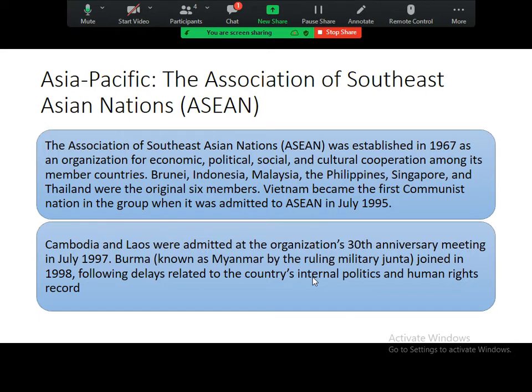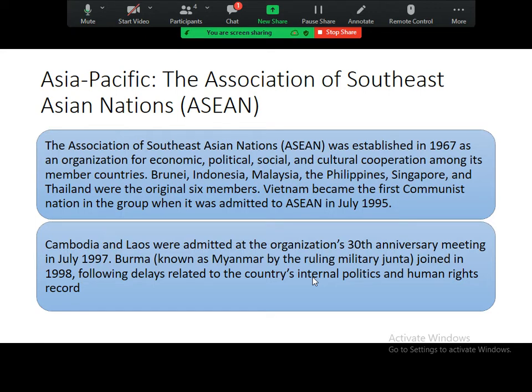So, the Association of Southeast Asian Nations, that is called ASEAN, was established in 1967 as an organization for economic, political, social, and cultural cooperation among its member countries. Brunei, Indonesia, Malaysia, Philippines, Singapore, and Thailand were the original six members.